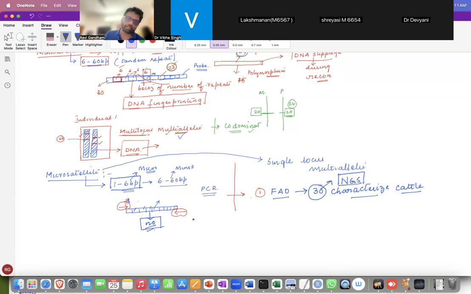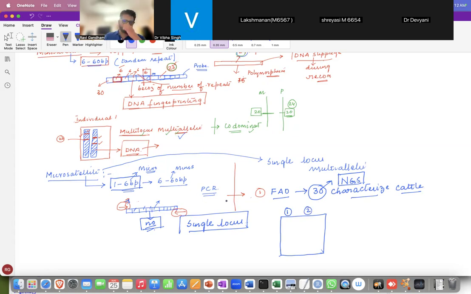So when you're using primers, what's happening? You are targeting a single locus. You are targeting a single locus. And if this is a single locus, now what's happening? At this particular single locus, if you are amplifying, let us say you run a gel, like what we did yesterday, individual 1 and individual 2. Let's say this is individual 1 and this is individual 2.